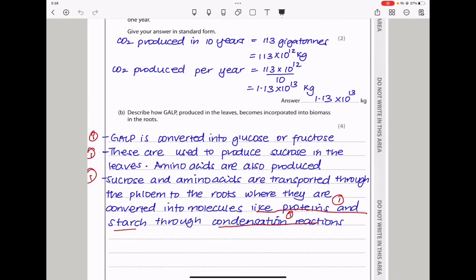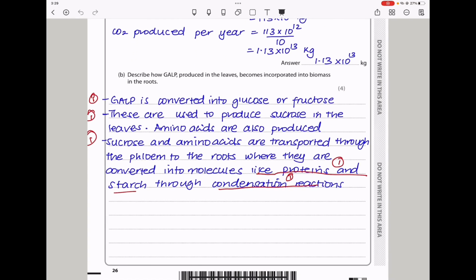In part B, describe how GALP produced in the leaves becomes incorporated into biomass in the roots. If GALP is produced in the leaves, it could be converted into glucose or fructose, and these are going to be used to produce sucrose in the leaves. The amino acids are also going to be produced. Then sucrose and the amino acids are going to be transported through the phloem to the roots, where they are converted into molecules like proteins and starch through condensation reactions, and then those molecules can be stored as biomass in the roots.